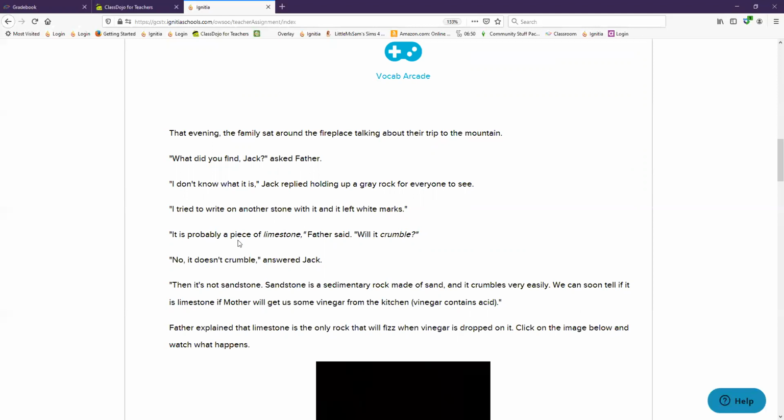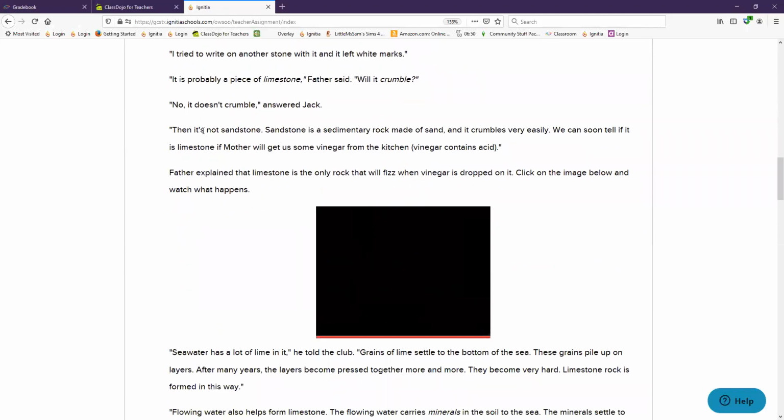It is probably a piece of limestone, Father said. Will it crumble? No, it doesn't crumble, answered Jack. Then it is not sandstone. Sandstone is a sedimentary rock made out of sand. Now that makes sense. Sandstone made out of sand. It crumbles very easily, as you can imagine, because it's made of sand.